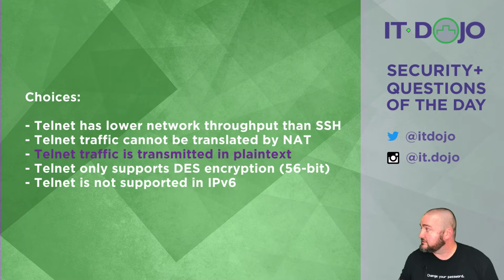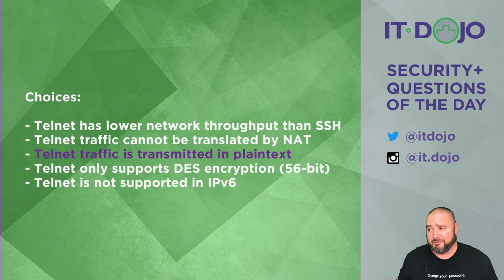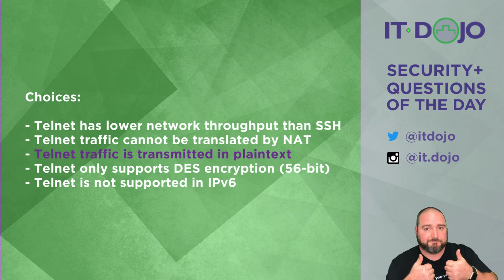And the last two options on the list say that Telnet only supports DES encryption. Telnet doesn't support any encryption. So whether it's DES or not, that's just there to sound fancy and distract you. And then the very last option there says that Telnet's not supported by IP version 6. While that would be compelling if it were true, it's not. So again, the real reason is its plain text nature, and that's why we all kind of hate Telnet. At least now we do. So Secure Shell, there you go.